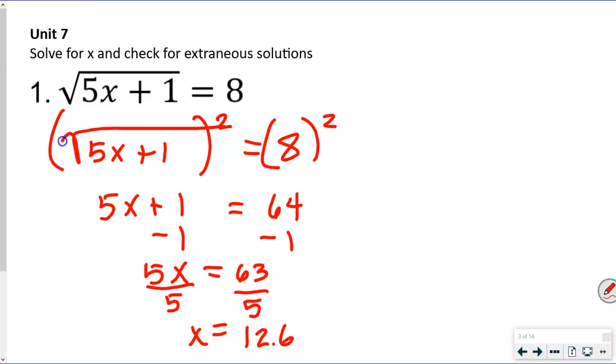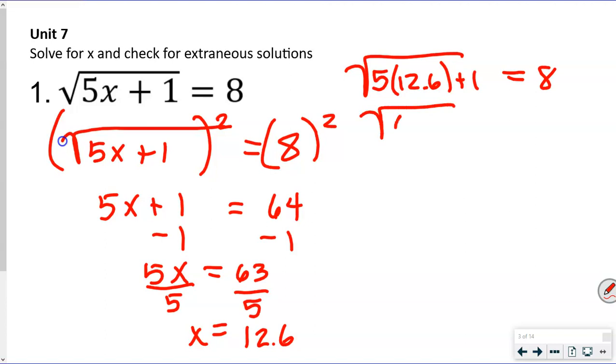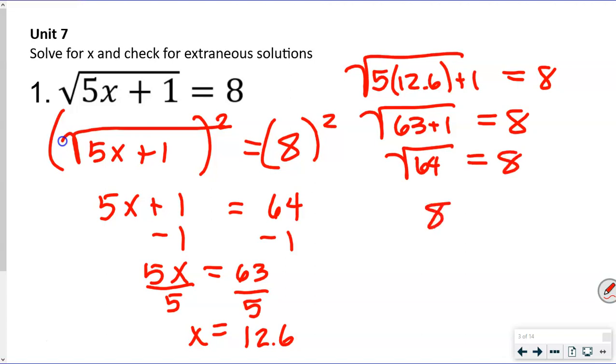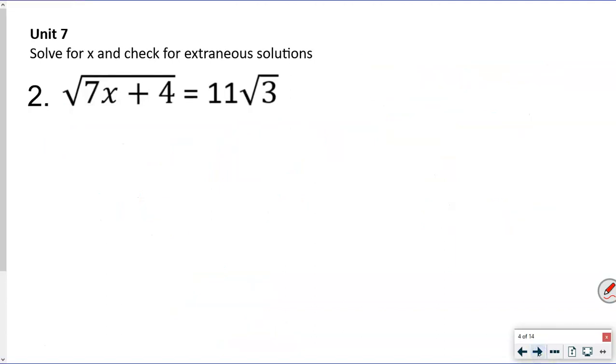It says to check for extraneous solutions, so I want to plug this back in. So I'm going to do 5 times 12.6 plus 1 and see if that equals 8. Well, this is going to be 63 plus 1, that's 64. Square root of 64 is 8. So 8 equals 8. So it did check out. And you should do this anyway just to make sure you got the right answer, okay?